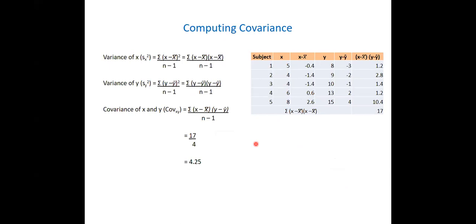Remember that you remove the mean from each value, and that is the deviation. Then you square it and divide by the degrees of freedom, n minus 1. When you square it, add it together and divide, that is the variance. Now, that is for one variable.